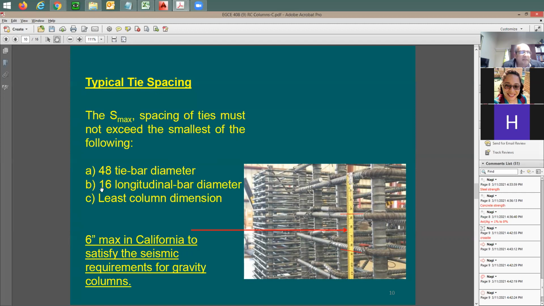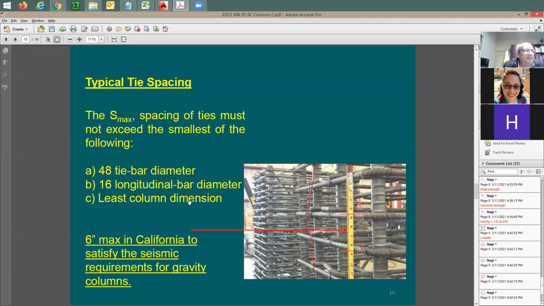Or you take 16 times the vertical bar diameter. This is to prevent buckling of the vertical rebars. You don't want this rebar to buckle like this, right? You don't want the column, the vertical rebar, to do this. So this is why you're gonna put closely spaced ties. And the maximum spacing between ties is gonna be 16 times the longitudinal bar diameter.